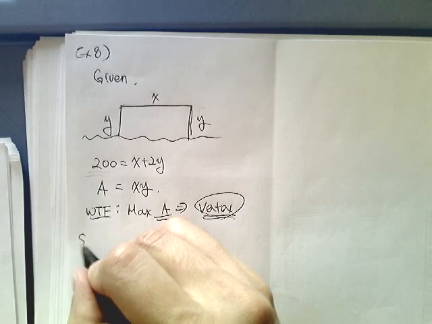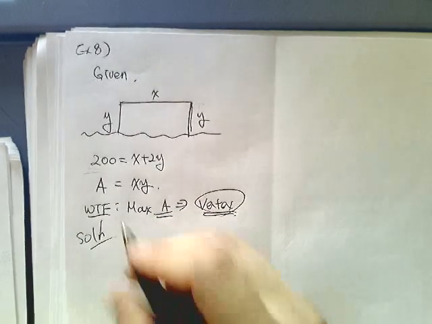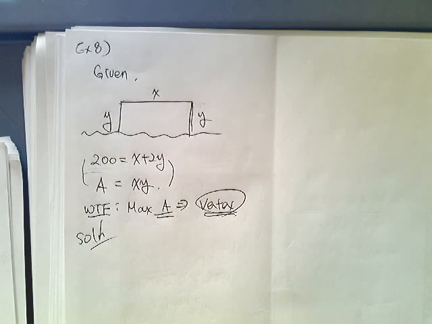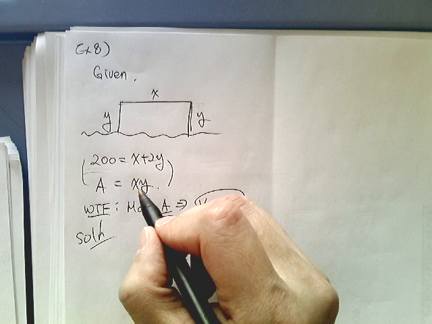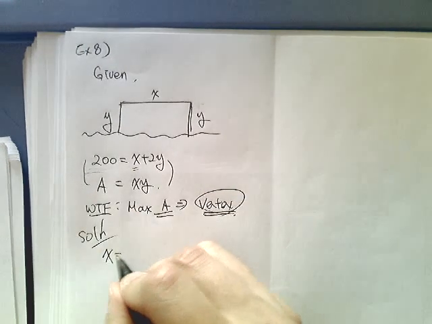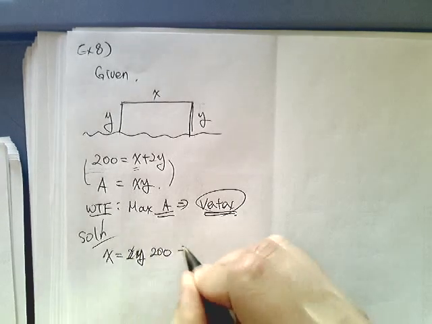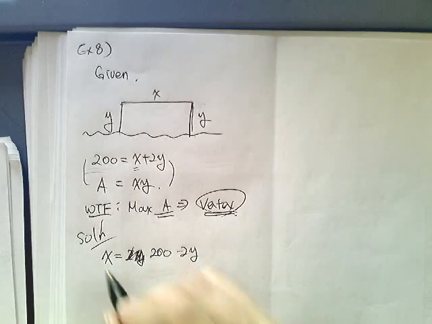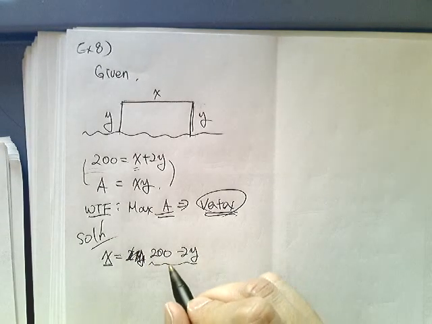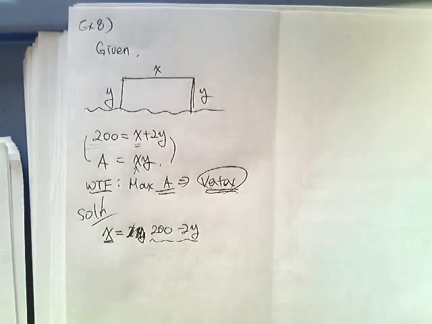Okay, so then let's solve it. So when you're solving it, solution, I have to use these two equations. Okay, now as soon as you see, you should be able to notice that, oh, I can isolate x, so that it becomes x equals 200 minus 2y. Once I have that, substitute this x, 200 minus 2y, into the x in the area function or the equation.